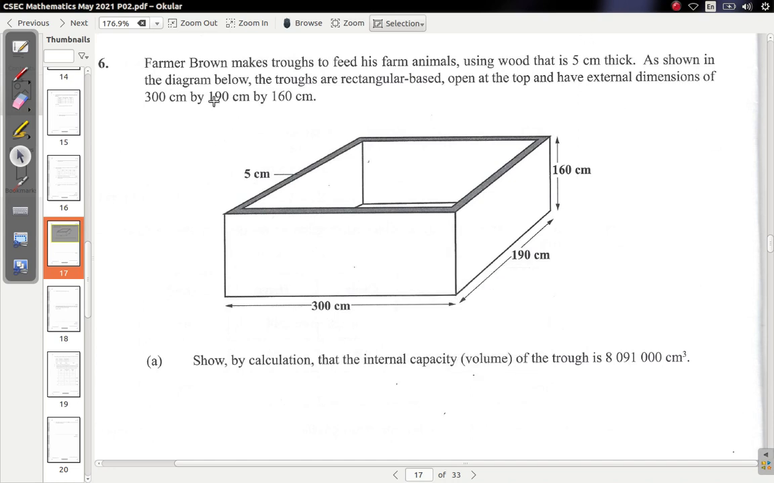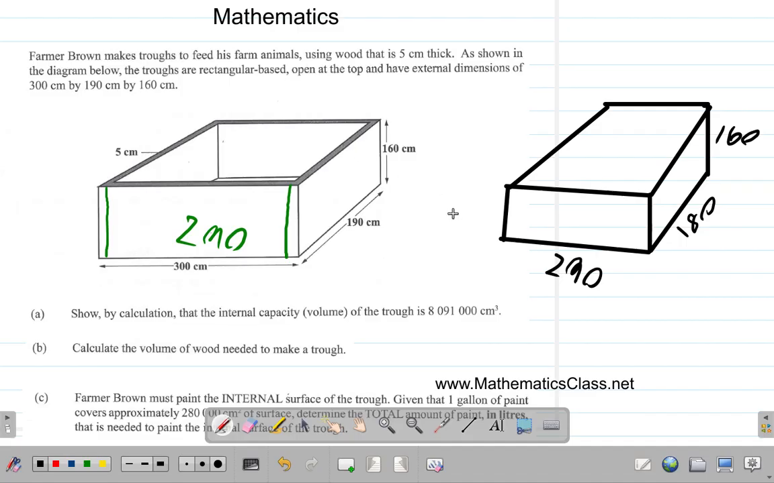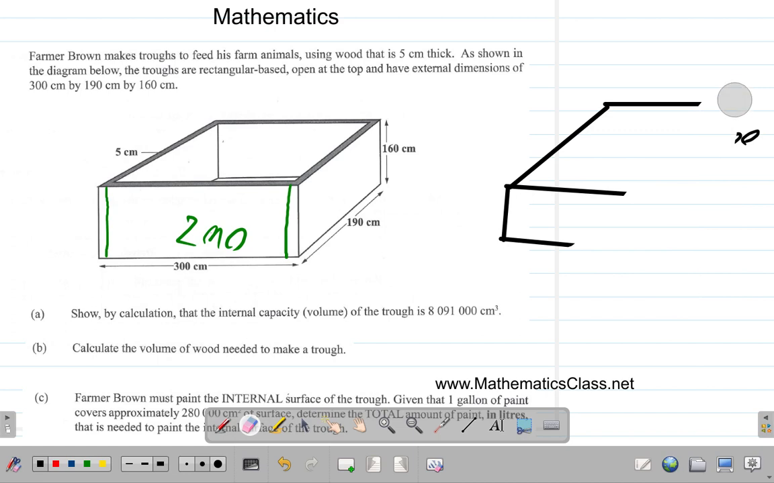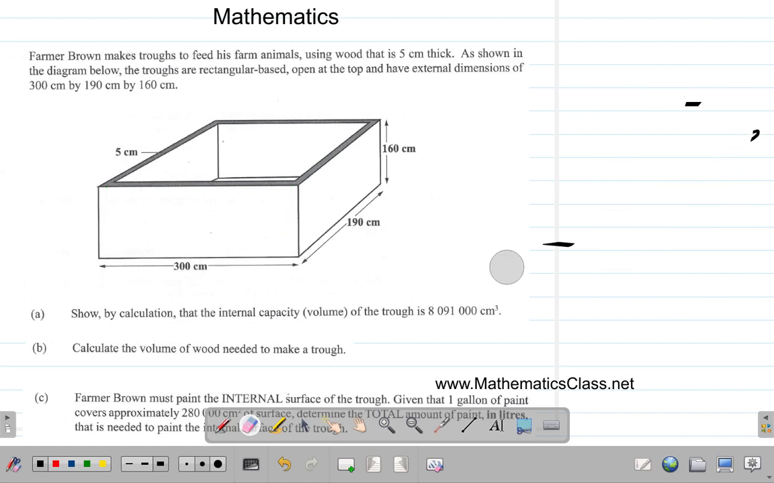As shown in the diagram below, the trough has a rectangular base, is open at the top, and has external dimensions 300, as you see across, then 190, 160. Alright, and you have the questions. We copied the questions over here. I already started looking at some things, so we kind of figured out what was going on a while ago.